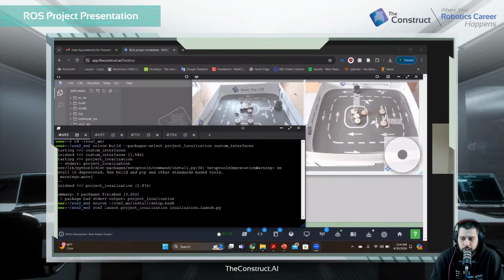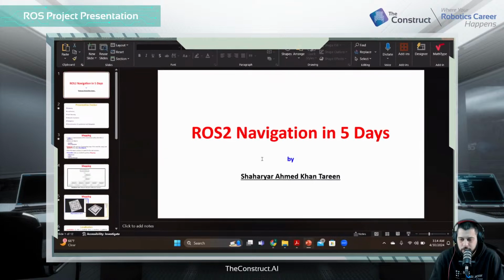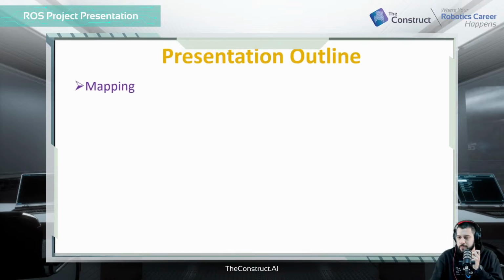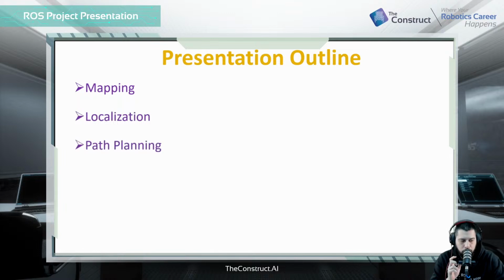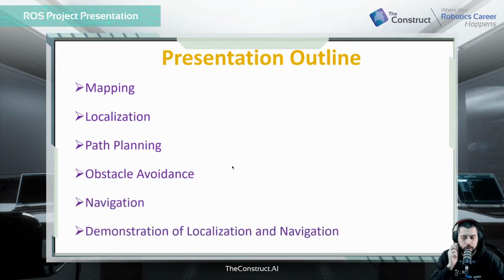Perfect. Okay. So I have a presentation ready. This was the course, ROS 2 Navigation in 5 days. So the presentation outline is I will first of all give highlights regarding mapping, which was a unit in this course, then localization, path planning, obstacle avoidance, navigation, and in the end I will demonstrate the localization and navigation on a real robot.